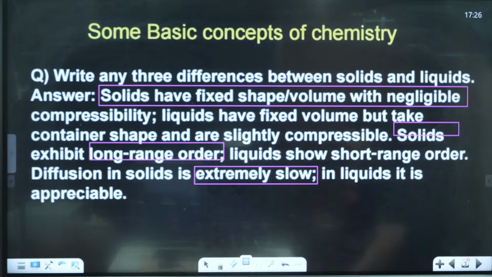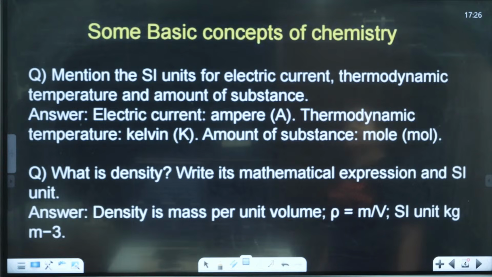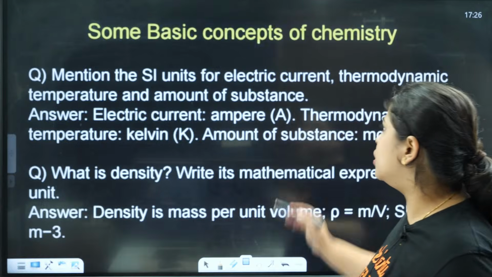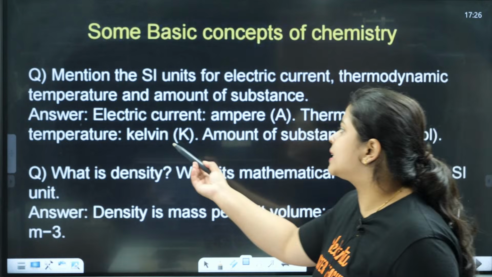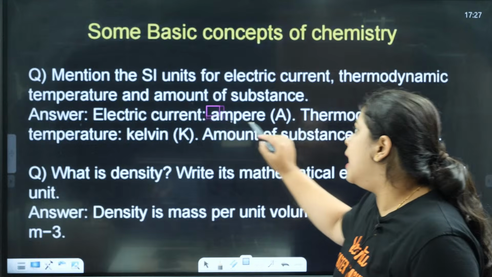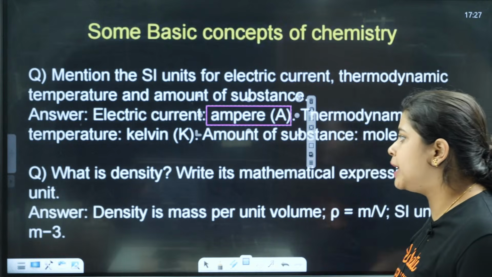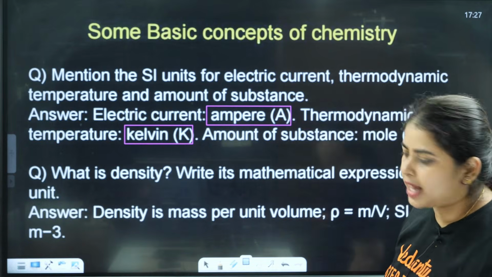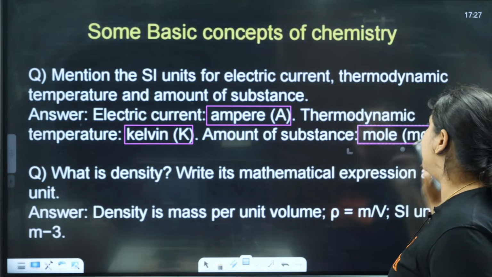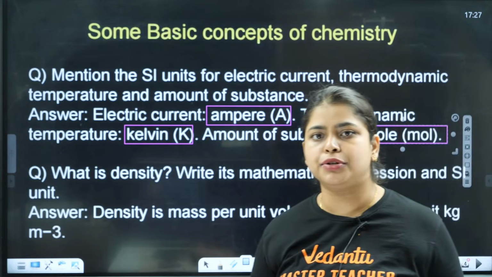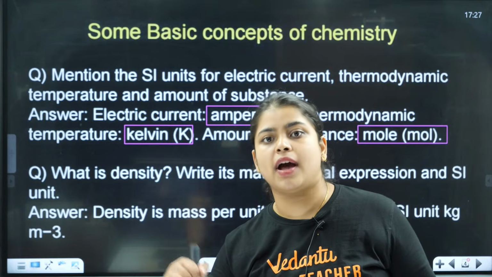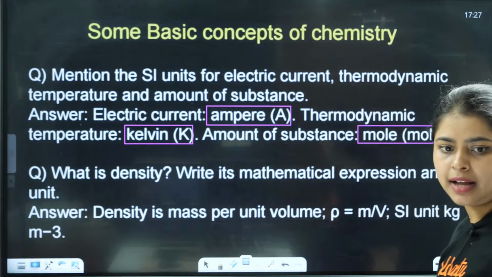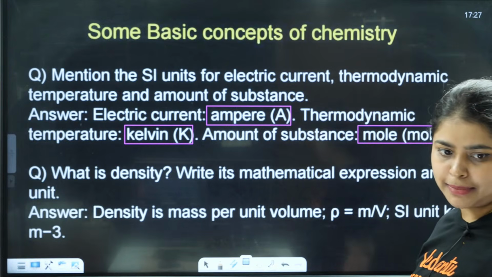Okay. Then next question. Mention the SI units for electrical current, thermodynamic temperature and amount of substance. So what will be the answer? The electrical current is going to be the ampere, that is A, and thermodynamic temperature is going to be Kelvin, that is K. Amount of substance is mole. We can take it as mole, per mole, liter also, and seconds also if we are going to calculate in the form of time. Clear?